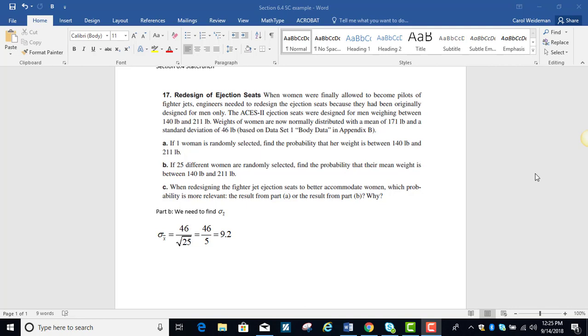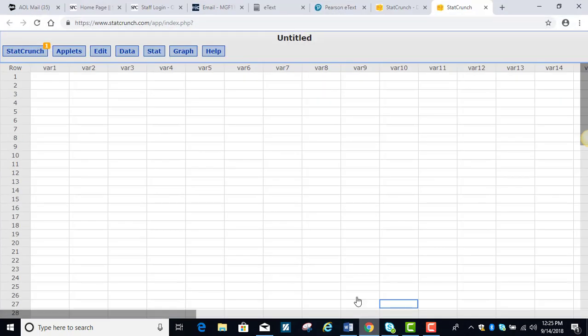Weights of women are now normally distributed with a mean of 171 and a standard deviation of 46 pounds. Part A, if one woman is randomly selected, find the probability that her weight is between 140 and 211 pounds. So we're going to use StatCrunch. We're going to use the normal calculator. And remember how we get to StatCrunch.